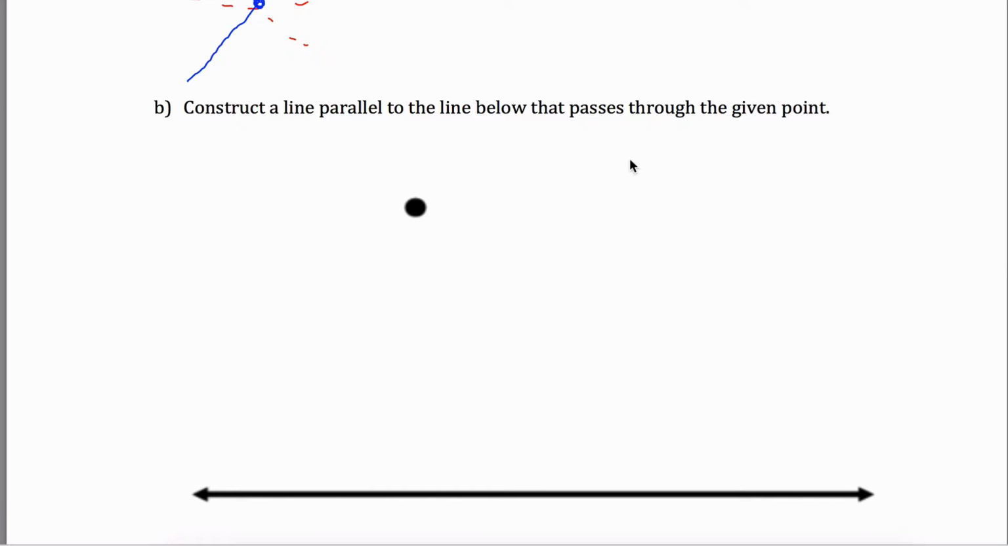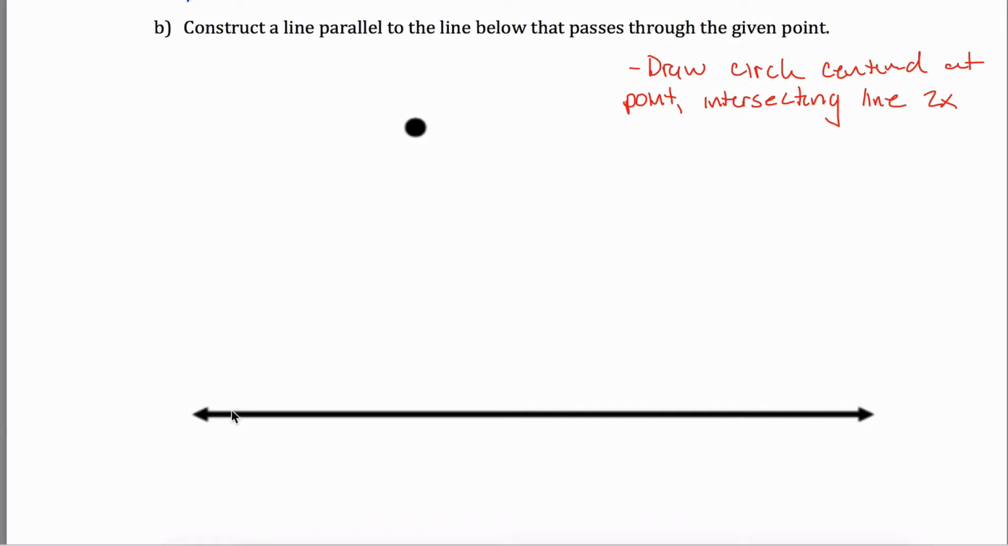Okay, what I'm first going to do is draw a circle centered at the point, intersecting the line in 2 different places. So I'll put the pointy end of my compass right here, and I'll draw this circle, and maybe my circle looks something like this. Fine. That gives me these 2 points.